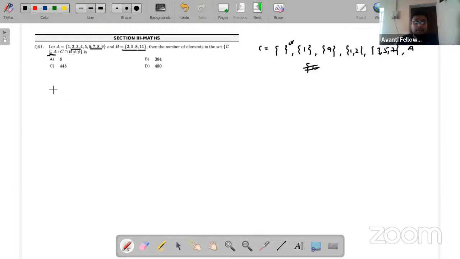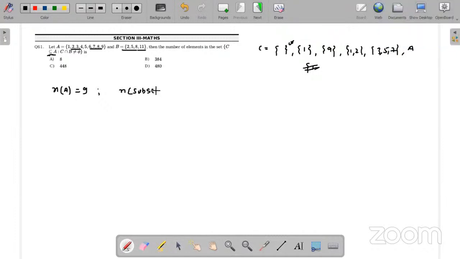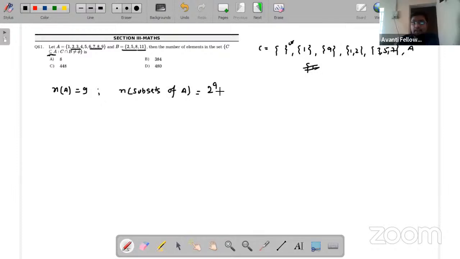So if n of A here is 9, if you remember, I told you in the previous classes, or you must have learned, that if any set has n number of elements, or let's say p number of elements, then the number of subsets of that set would be 2 to the power p. So here, the number of subsets of A will be 2 to the power 9.